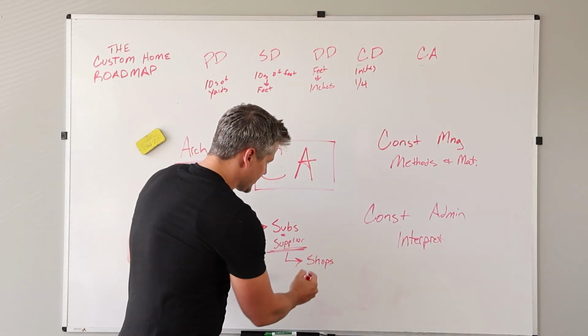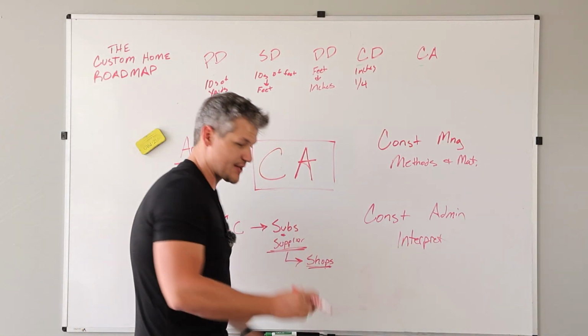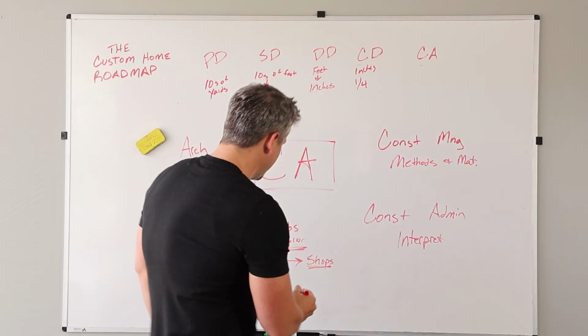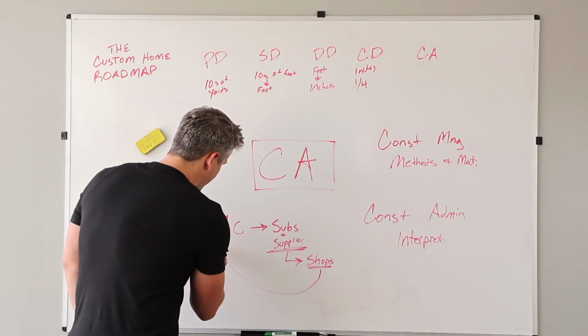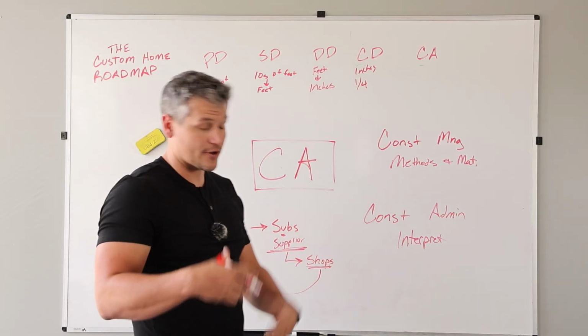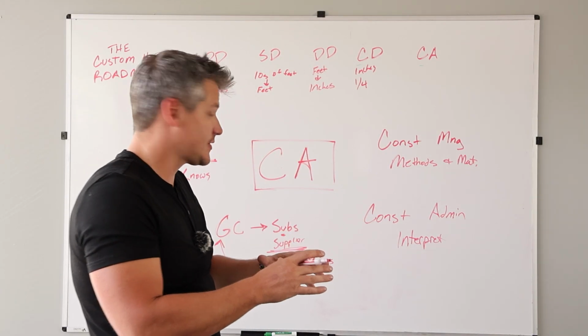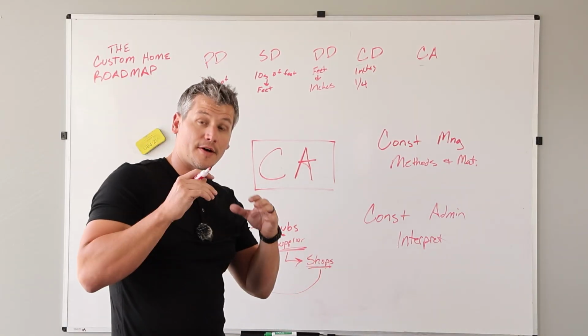So the supplier submits those shop drawings. This is the trusses that we're actually going to build. This is how we're going to fabricate it. Submits those to the general contractor for his or her approval. That general contractor has to know as much information as the architect to really approve that.